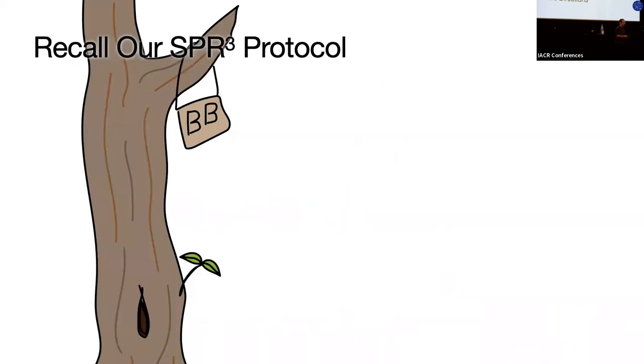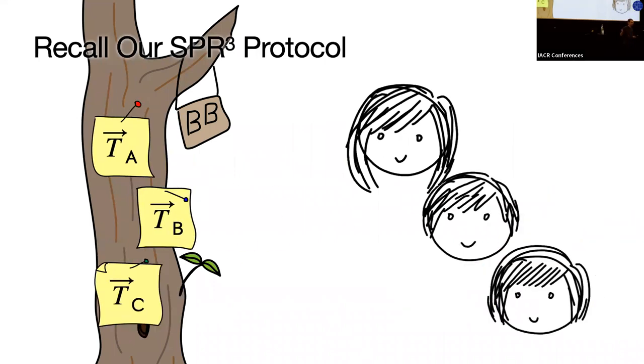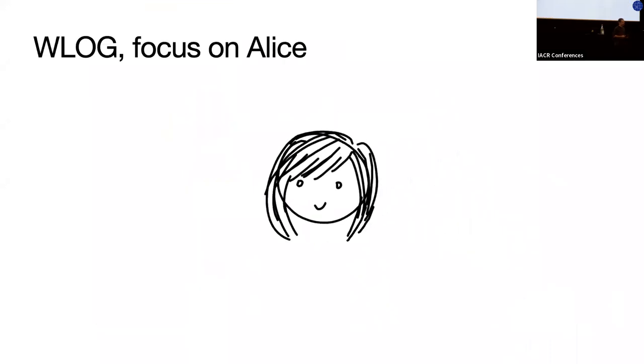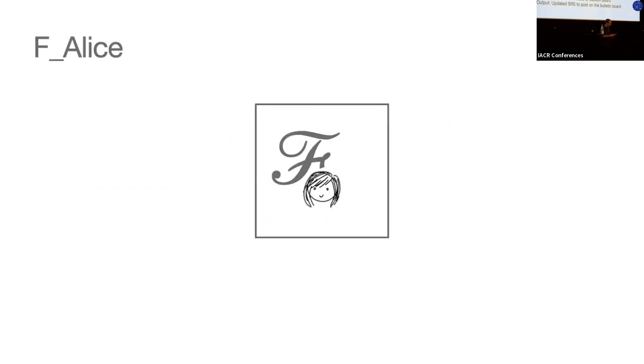Well, first, let's recall the SPR3 protocol from earlier, in which every party speaks one at a time, posting exactly one message to some public bulletin board. And let's focus just on Alice for a second without loss of generality. Because Alice only speaks once, she has a single next message function. This next message function takes as input the state of the bulletin board up to the moment she speaks, and then produces as output some message for her to post to the bulletin board when she's done.